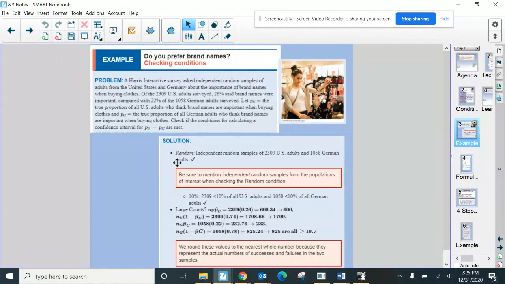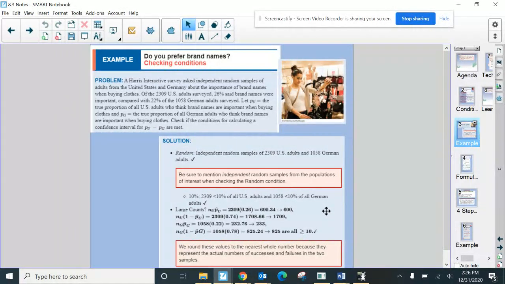So first off, random. We were told that they were independent random samples from the United States and from Germany. So we want to include our numbers there. So we can just restate what we were given in our problem. So make sure you're mentioning the independent random samples. And then the 10% condition. So we want to check to see, yes, 2,309 is less than 10% of all U.S. adults, and 1,058 is less than 10% of all German adults.